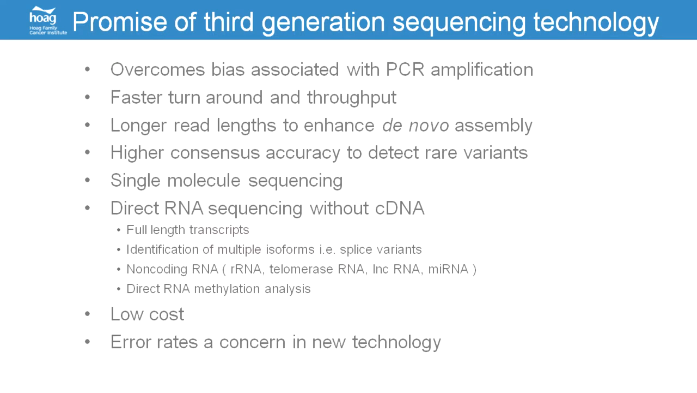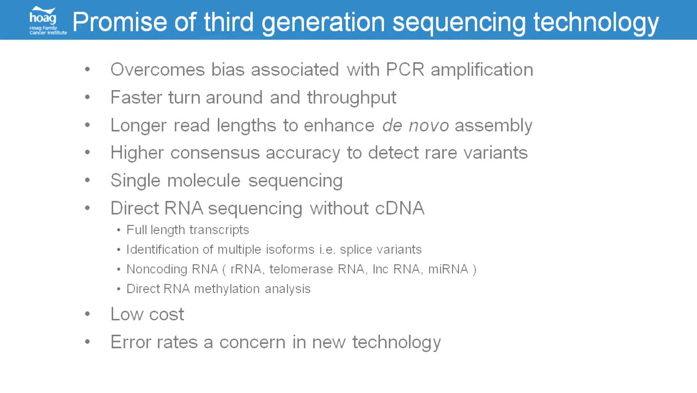It's faster. You have long reads. It changes the way you have to map it to reference genomes, and particularly higher consensus accuracy for rare variants. You can do single molecule sequencing, and particularly I think is going to be the real hallmark for this is you can directly sequence RNA without first going to cDNA.